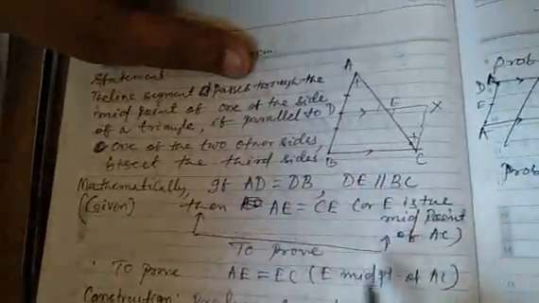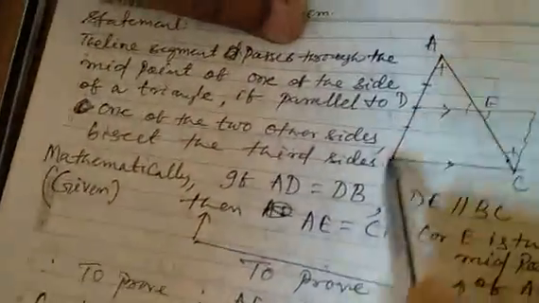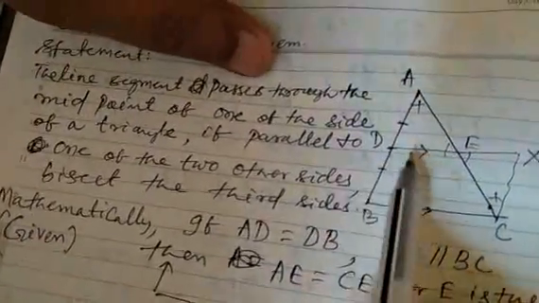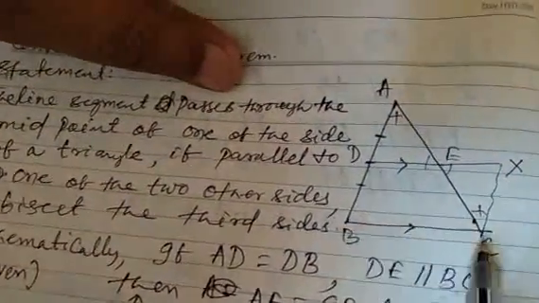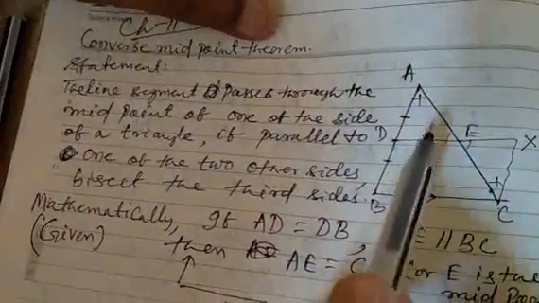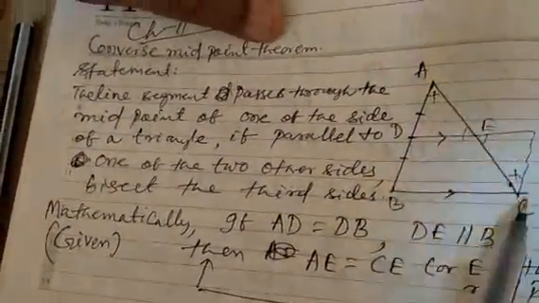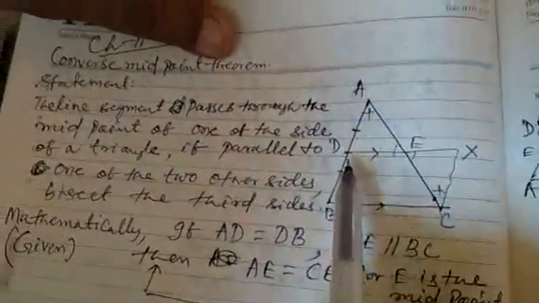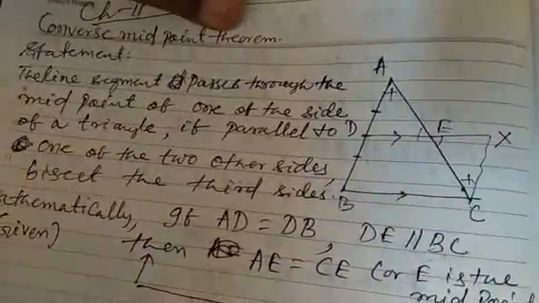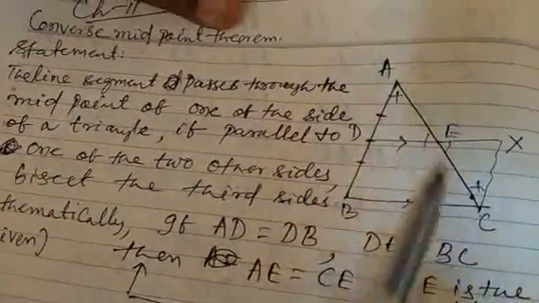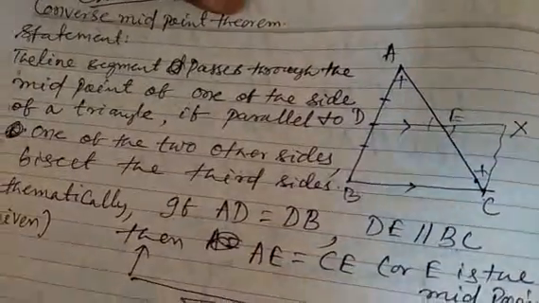Let us discuss now. Suppose we take a triangle ABC as shown, D is the midpoint of AB and DE is parallel to BC. By the converse midpoint theorem, we will prove that E is the midpoint of AC. So you can understand, given D is the midpoint and DE is parallel to BC, and what is to be proved? You have to prove E is the midpoint of AC, or AE is equal to EC.